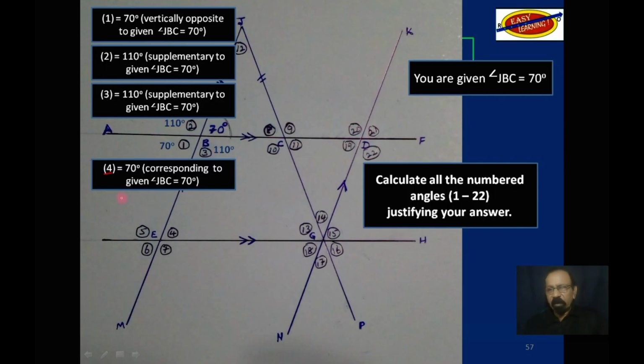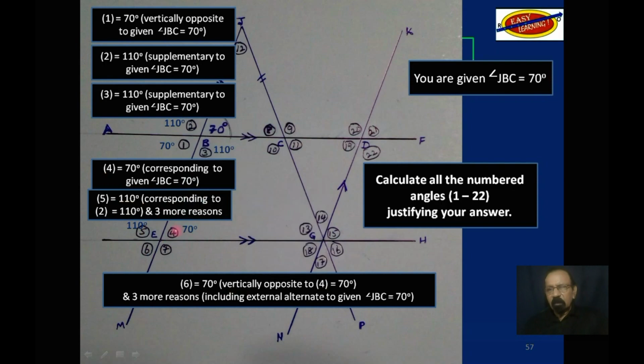Let's come to this one down here, 4. 4 is 70 degrees. Why? Because it corresponds to this given 70 up here. Those two are corresponding angles. Once you get that 70, you can easily get the other 3 down here. 5 is 110. It corresponds to 2 up here, which is 110. Or you could say it is supplementary to that. 6 here is 70. It is vertically opposite to 4.